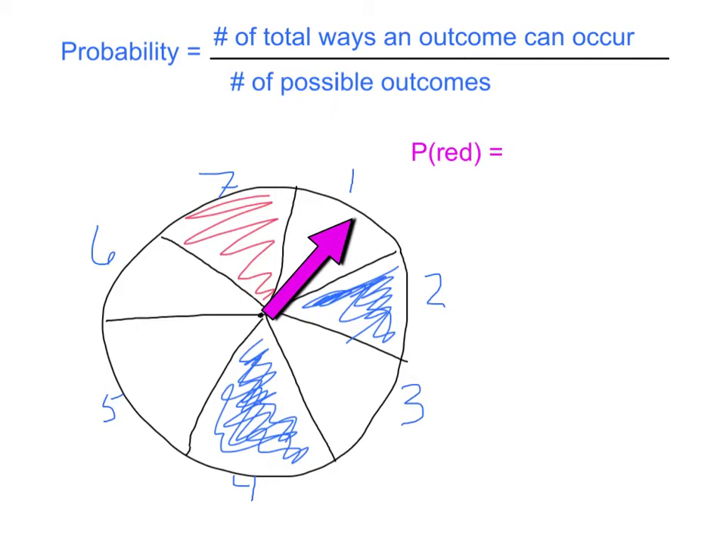What is the probability of getting a red? Well, if we take a look at this, the number of total ways the red outcome can occur is only 1. There is only one red piece in that 7-piece circle. How many possible outcomes are there in that circle? Well, there are 7 possible outcomes. So the probability of getting a red is 1 out of 7.